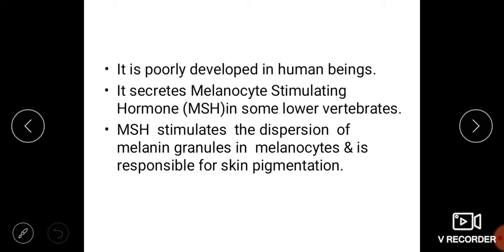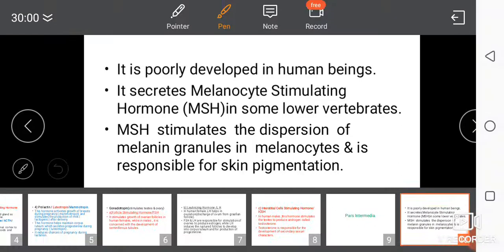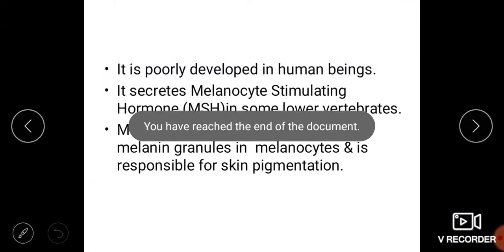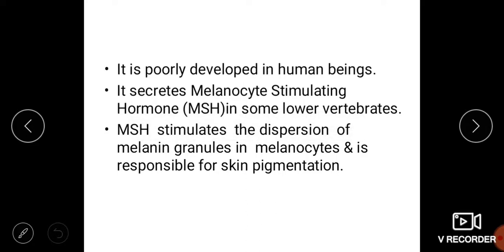hormone. So our skin complexion, whether it is fair or dark, is because of the dispersion of the melanin pigments present in melanin granules of the skin cells, and the dispersion is controlled by MSH. MSH is produced by the pituitary gland, but it is secreted by pars intermedia. Okay, that is adenohypophysis and its hormones.